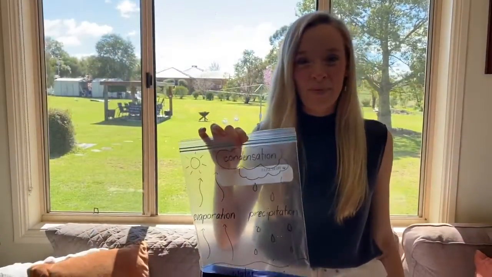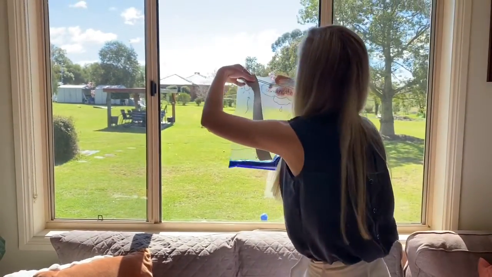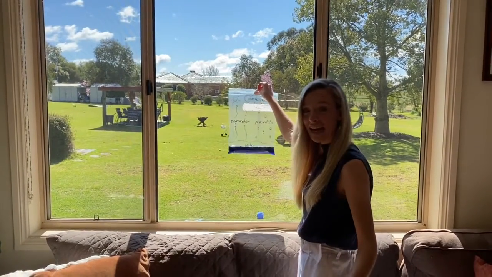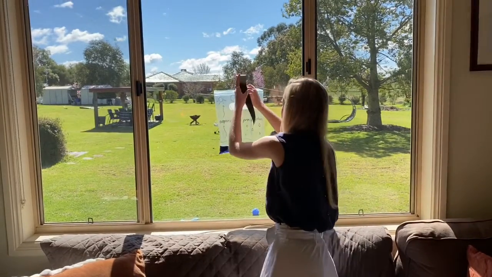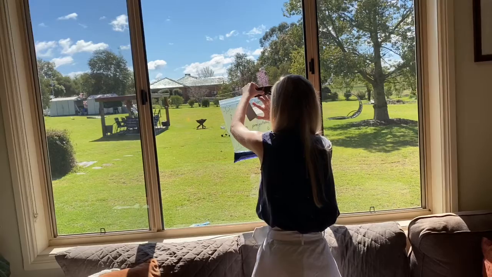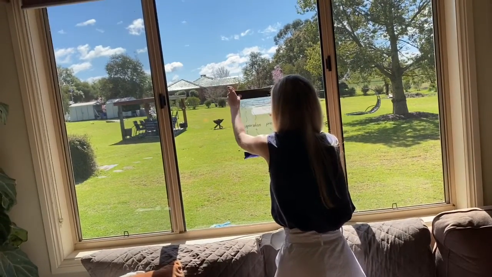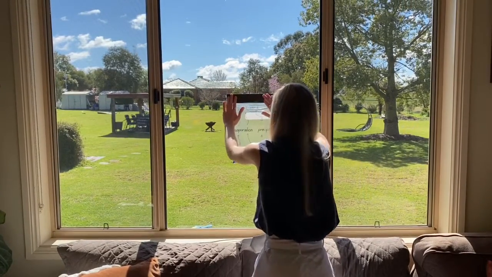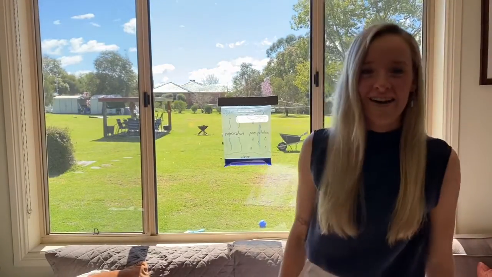So now that our bag is ready, we can pop it on the window with some sticky tape. Try and pop it in direct sunlight so that the heat from the sun causes the water to evaporate. I'm going to use some sticky tape. If you're doing the drink bottle, then you can just sit it on a windowsill and it'll do the same thing. There we go. And come back in about an hour and we'll check how it's going.